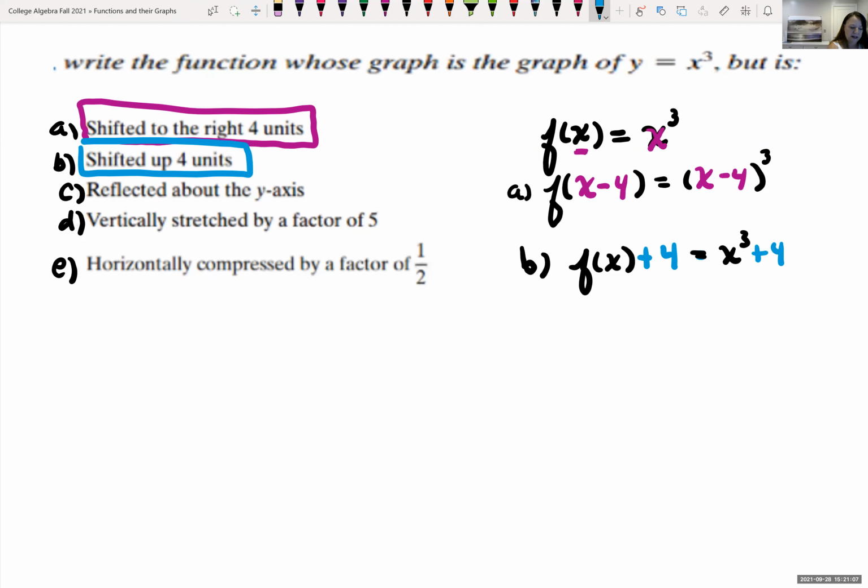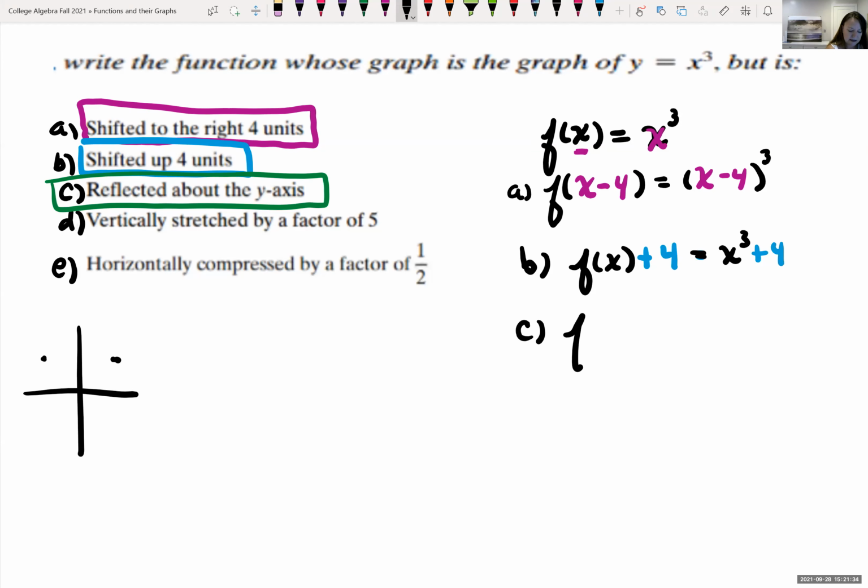If we want to reflect it across the y-axis, I think to myself, am I affecting my x value or my y value of my point? This is affecting the x value of my point. It's changing the sign for x. So for a reflection across the y-axis, I'm going to put it inside, and this is going to be f of negative x.